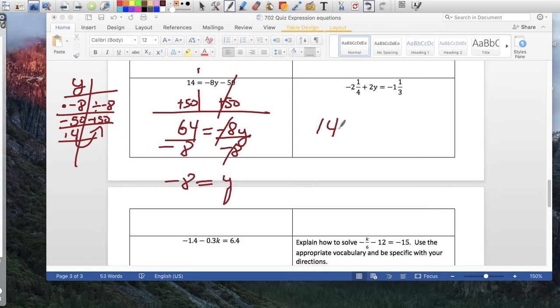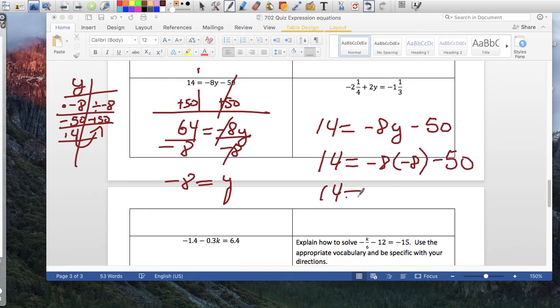Nice, pretty. 14 equals -8y minus 50. Please copy your equation correctly before substituting. 14 equals -8 times -8 minus 50. 14 equals -8 times -8 is positive 64. 14 equals, and 64 minus 50 is 14. Check, check, check, check.